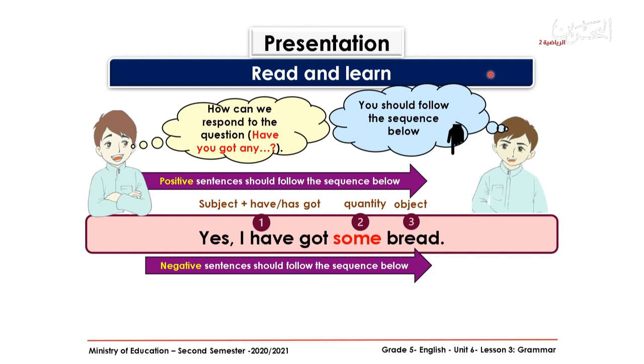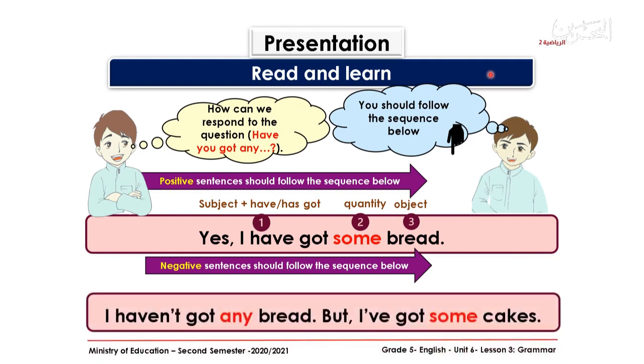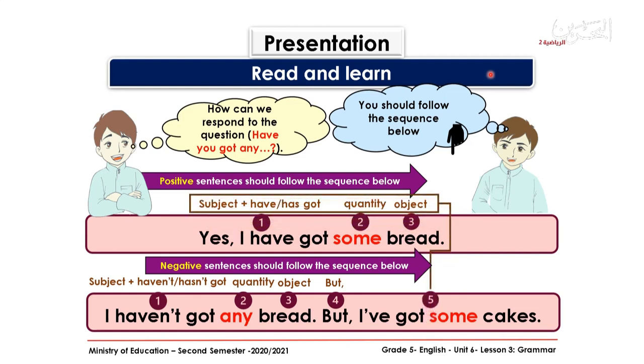For the negative sentences, we should follow the sequence below. Because it's negative, we will say I haven't got, the subject plus haven't or hasn't got. Then we will use the expression of quantity, which is any, then the object. And if we want to write the positive sentence with the negative one, we will put but, comma, then we will follow the same procedure that we followed in positive sentences.